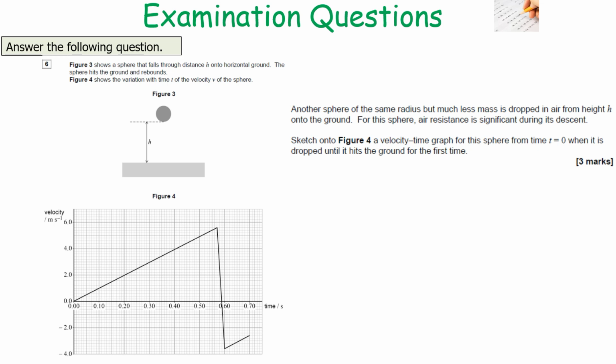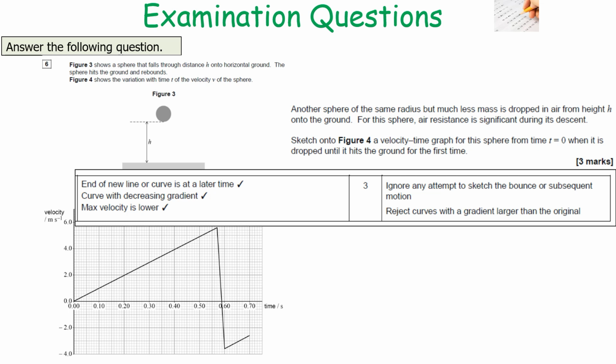Right, so how do you answer this particular question? Well, you've got to understand that the end of the new line or curve is at a later time, because it's undergone air resistance during its descent, so it's not going to hit the ground as quickly. And also, the gradient is going to be curving now, and not a straight line, because you've got to think of the factor of air resistance.